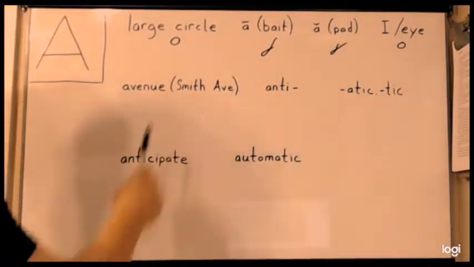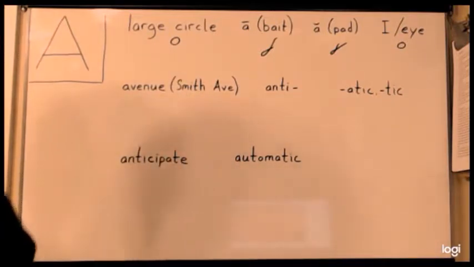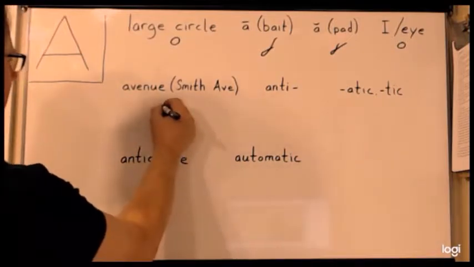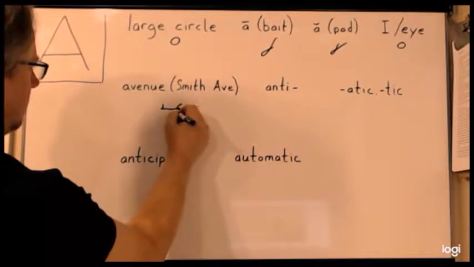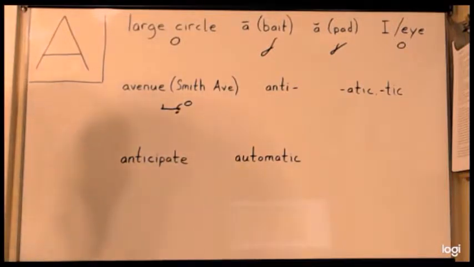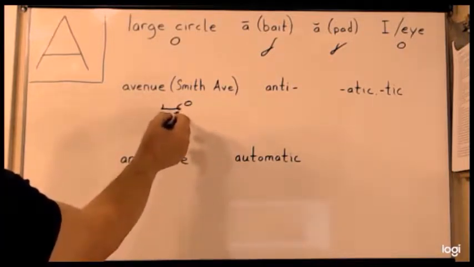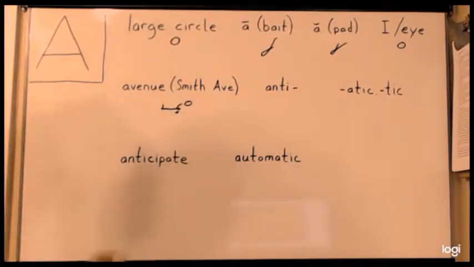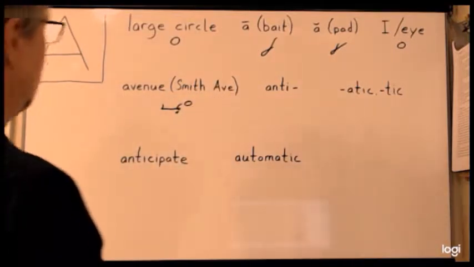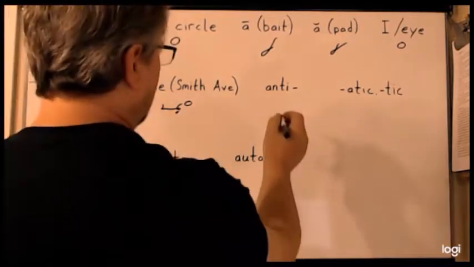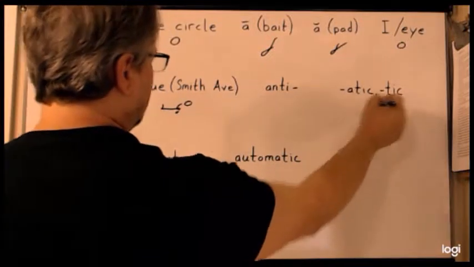After a street name, the large circle stands for the word avenue. So if we write Smith Avenue, it looks like this. S-M-I-T-H, the two dashes meaning it's capitalized, the large circle afterward meaning avenue. The large circle can also represent the prefix anti and the suffix atic or tic.